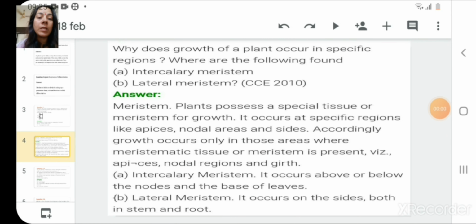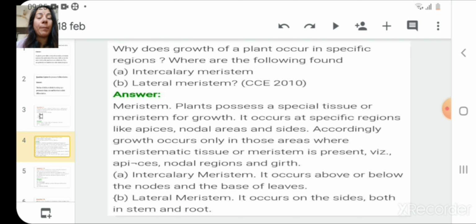This question is, why does growth of plant occur in specific regions only? Where are the following found? The first one is intercalary meristem and the second one is lateral meristem. So the answer to this question is, plants possess special tissues or meristem for growth. It occurs at specific regions like apices or apical part, nodal areas and sides.